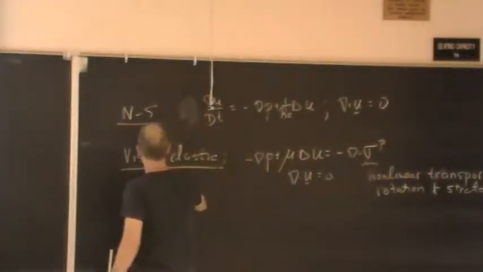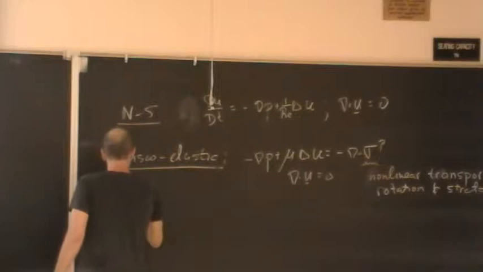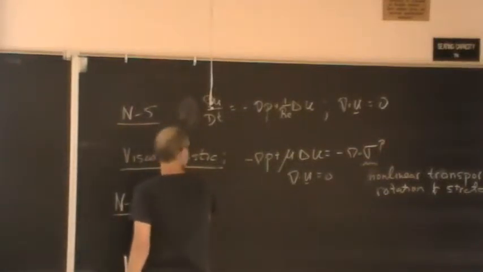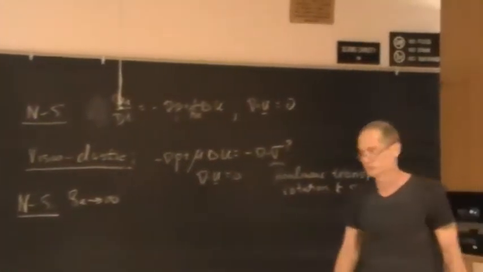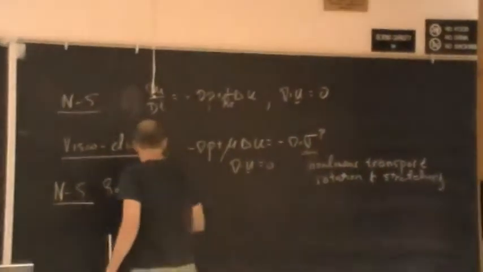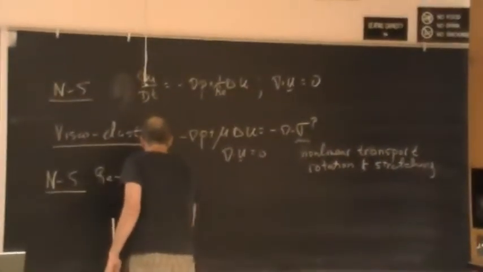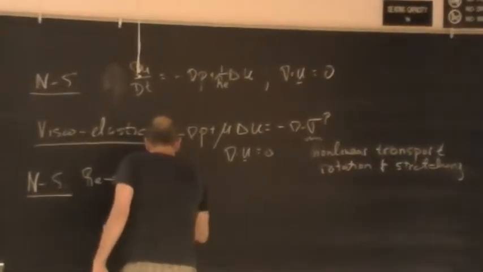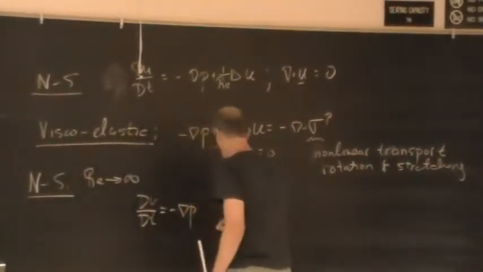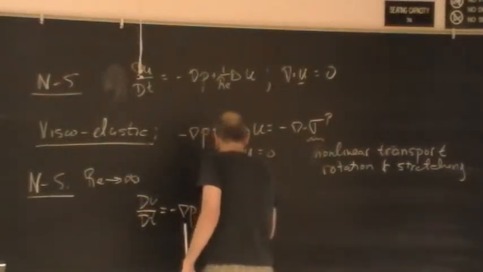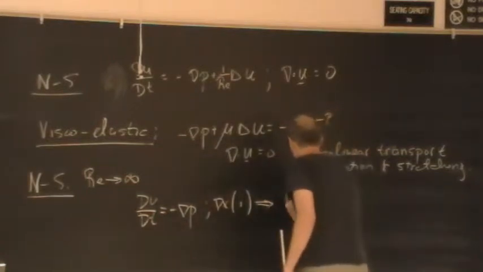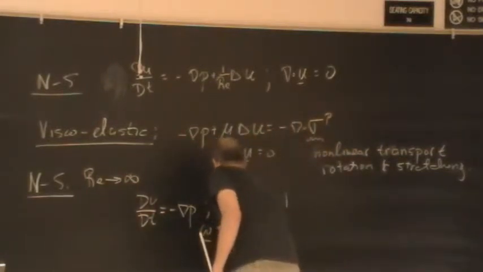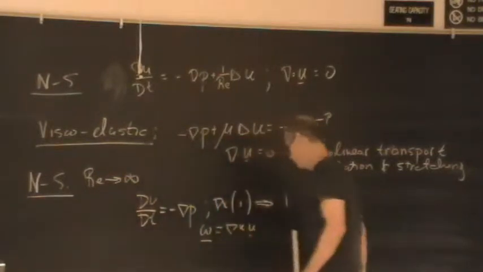So, if I take the Navier-Stokes equations again, and let's formally take the limit Reynolds number going to infinity, so I'm not dealing with what's going on at boundaries and boundary layers, okay? Then I simply have du/dt is minus grad p. If I take a curl of this equation, then what I end up with is, and of course, the vorticity is curl of u.